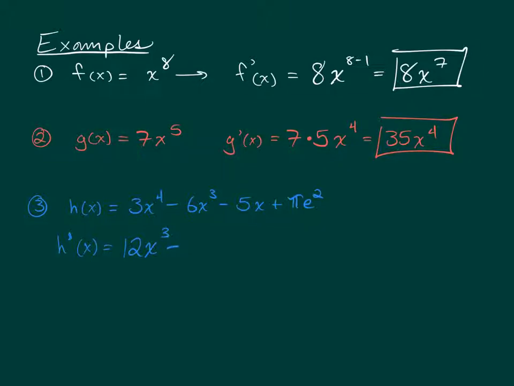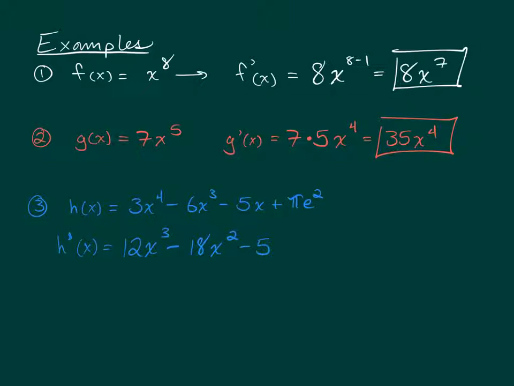Minus. All right, we can do the same thing here. We can bring this 3 to the front. 6 times 3 is 18. X, subtract 1 from the power. 3 minus 1 is 2. Minus 5x. Remember, the derivative of x is just 1. So 5 times 1 is 5.